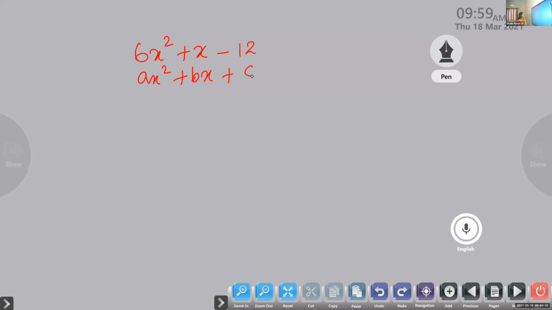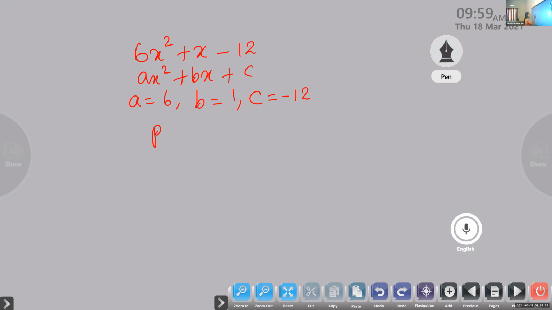John Samuel, tell me what is the value of a here? John, what is the value of a, b, and c? Ma'am, A is equal to 6. B is equal to 1. C is equal to 12. Look at the sign, negative 12. C is negative 12.